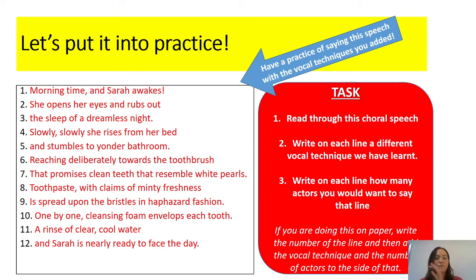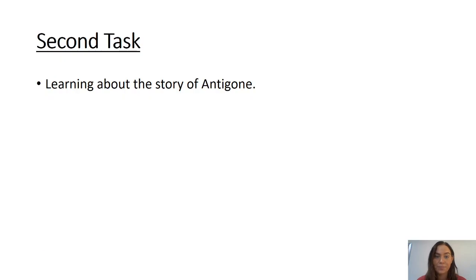Then you need to make sure you finish off the put into practice task. So you're reading through the choral speech, you write down on each line a different vocal skill that we have just learnt. And then you write down in each line how many actors you would want to say the line. If you're doing this on paper, write the number on the line, and then you can add the vocal technique and the number of actors to the side of that to make it easier.